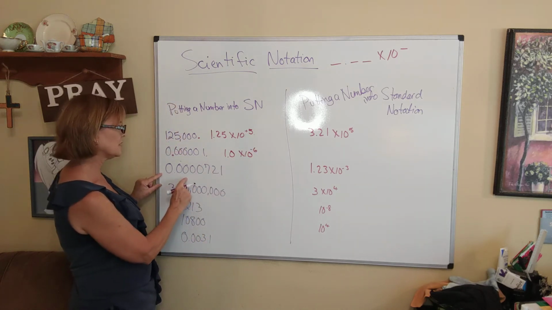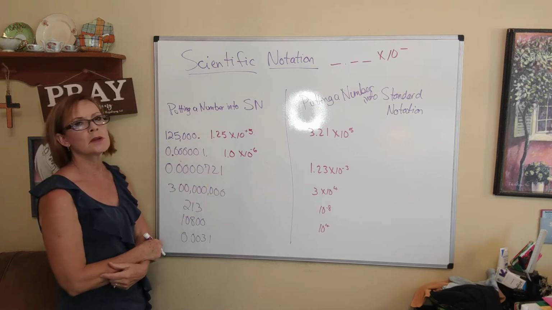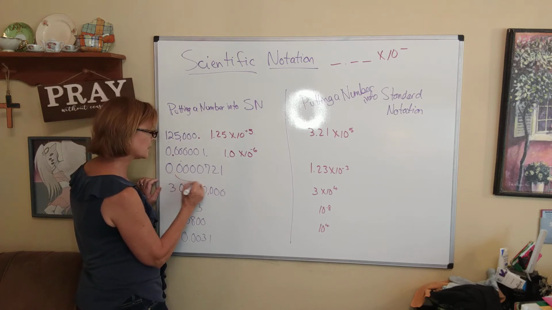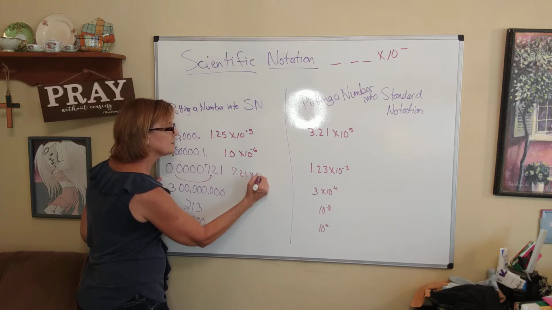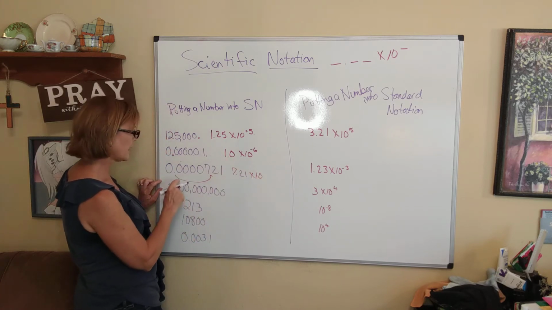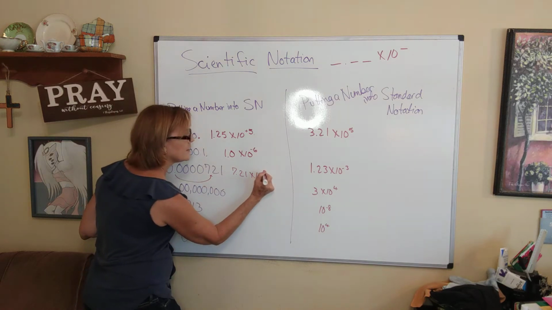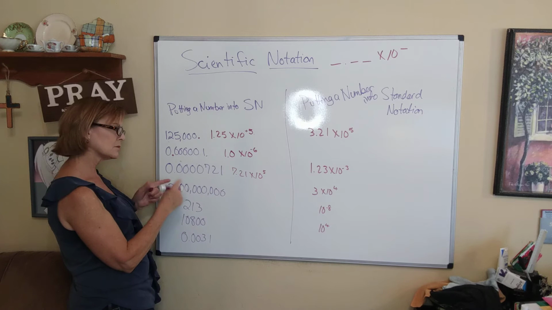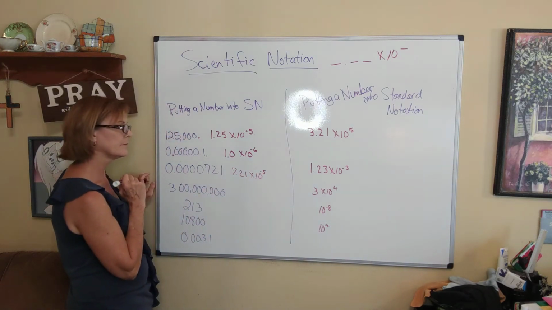All right, let's do this one. Move the decimal from wherever it is to the right of the first number you come to that's not a zero, and that's a 7. So I'm going to move it from here to here. So it's going to be 7.21 times 10 to the count: 1, 2, 3, 4, 5. Now, if the original number, which was this, is smaller than what this looks like, that means I need a negative right here. All right.